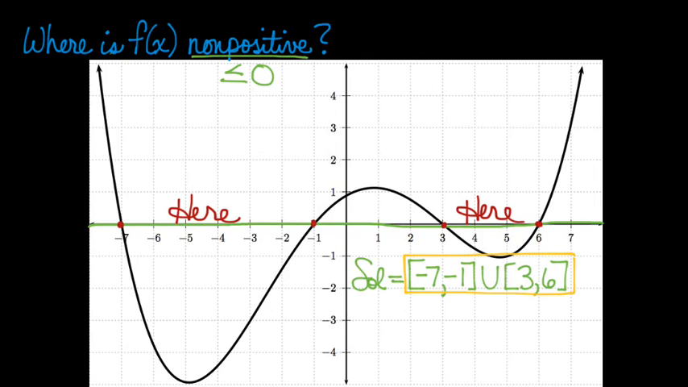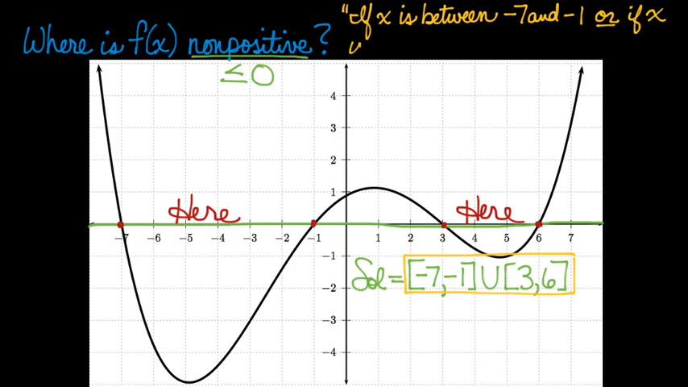And I want to connect with the union symbol again. And the union symbol is there because in my mind, it matches up with this sentence. If x is between -7 and -1, or if x is over here between 3 and 6, then I'm guaranteed that f of x is less than or equal to 0.